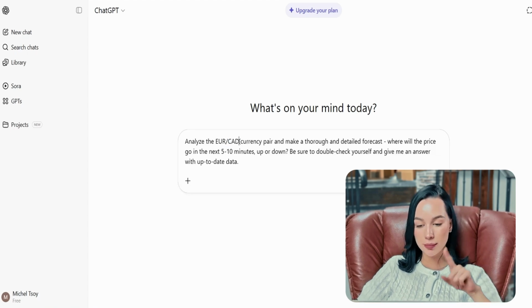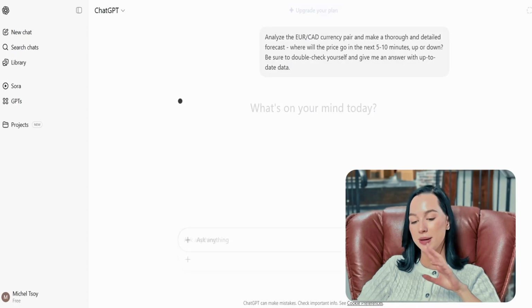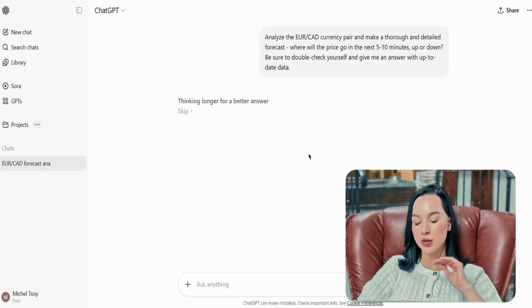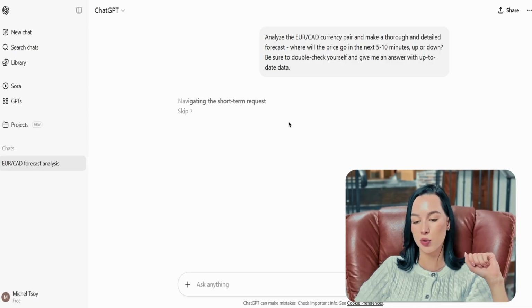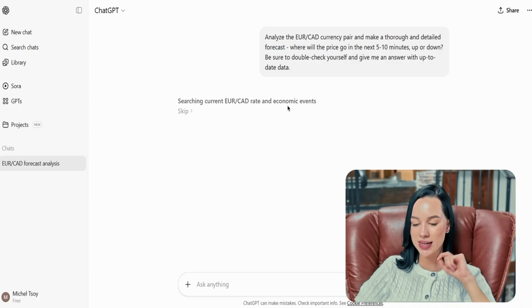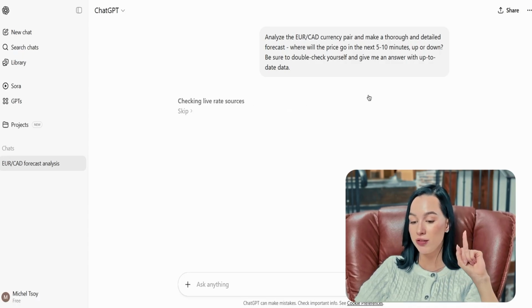But guys, I really recommend you to save my prompt because that's how you need to text ChatGPT. Some of the people text really short, for example, just give me a signal for this currency pair. And of course, it's not working that well. So you need to text, analyze the currency pair and make a thorough and detailed forecast. Where will price go in the next 5 to 10 minutes, up or down? Be sure to double check yourself and give me an answer with up-to-date data.